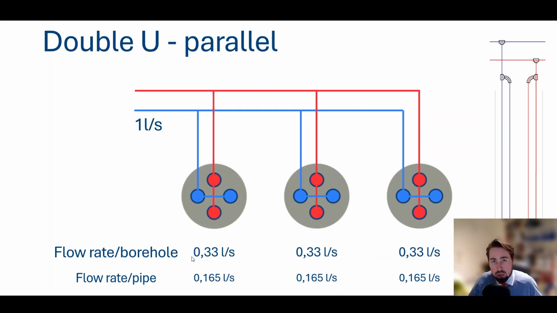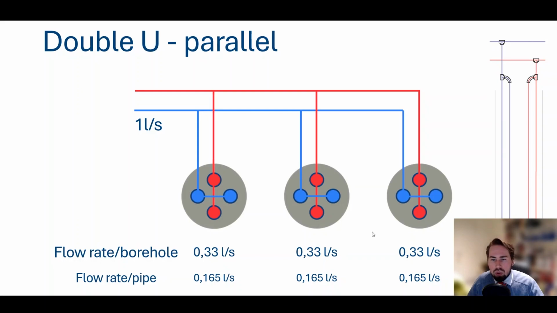So again, as was the case with the single U-tube, we know that each borehole has a flow rate of 1/3 of a liter per second. But now, and that's important for the internal hydraulic system, the flow rate per pipe is only half that. Because now we have a double U-tube inside 1 borehole, so every mass flow rate has to be divided by 2. And this has an effect on, again, the pressure drop, but also the Reynolds number and the heat transfer.